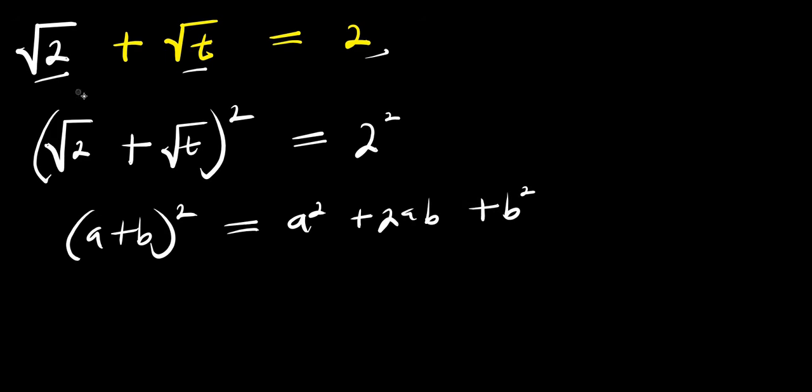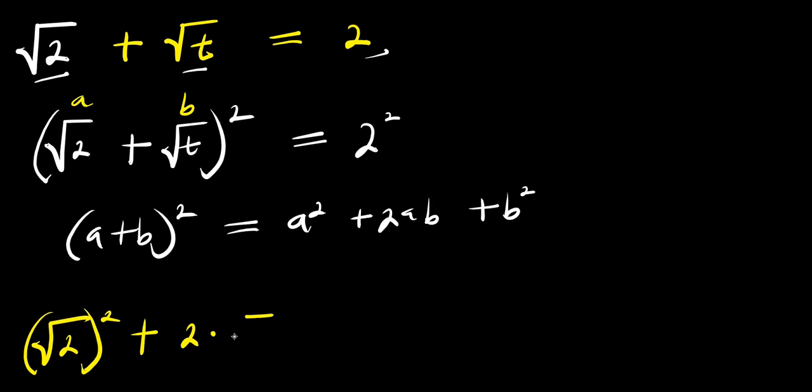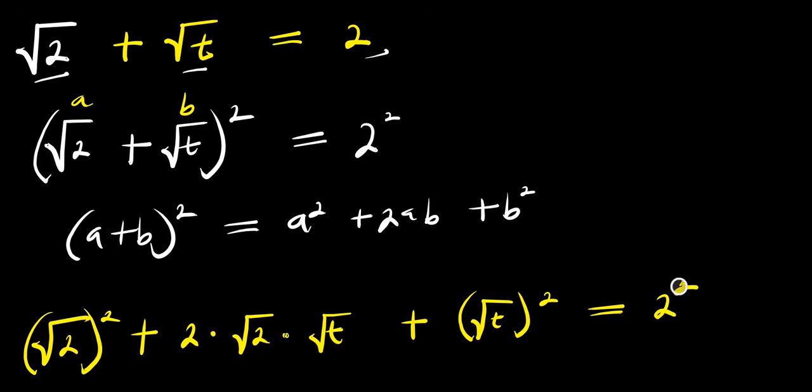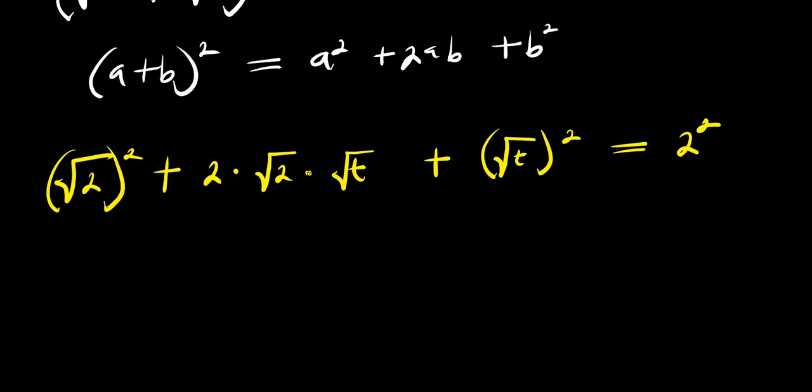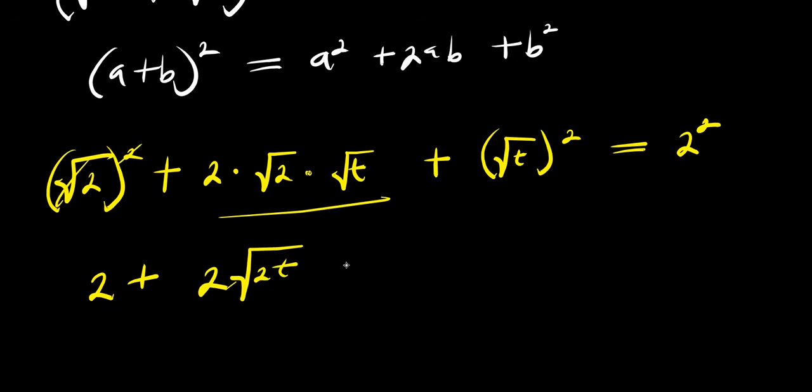And in this case, this is my a, this is my b, so I'm going to have square root of 2 raised to the power of 2, plus 2 times square root of 2 times square root of t, plus b squared, that is square root of t raised to the power of 2, and this equals 2 squared. So from here, this cancels this, we have 2 plus 2 times square root of 2t plus t, this equals 4.